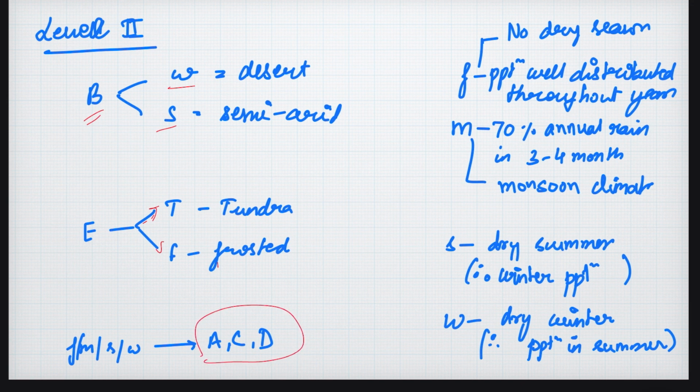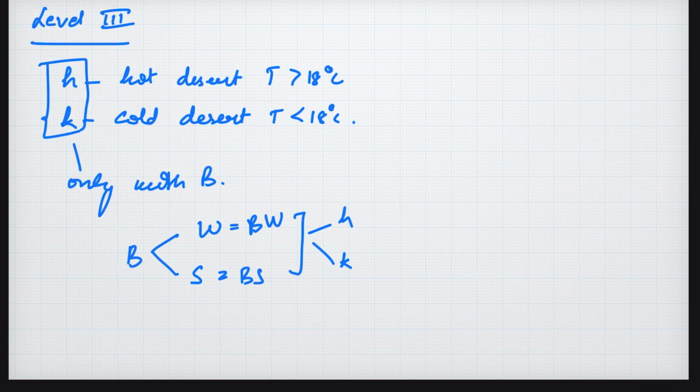For A, C, and D type of climates, we have further division into f, m, s, w. These are written in small case. f represents that this type of climate will have no dry season. Precipitation is well distributed throughout the year. Small m will represent monsoon type of climate. Here 70% of annual rain is received in 3 to 4 months, and the rest of the year is mostly dry. s represents dry summer, therefore precipitation will be in winters. w represents dry winters, therefore precipitation will happen in summers.